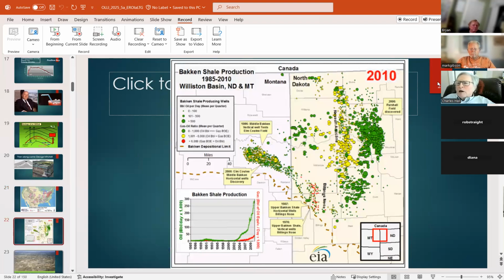I was studying this in 2010. They'd already drilled this many fracking wells by 2010. In other words, just in 2 years. The yellow ones were oil and gas, the red ones were gas only, the green ones were oil, and the size of the circle indicates how much oil per day they were producing. So these were called the sweet spots. You see, they have wells all over, but they concentrated their drilling in the sweet spots.